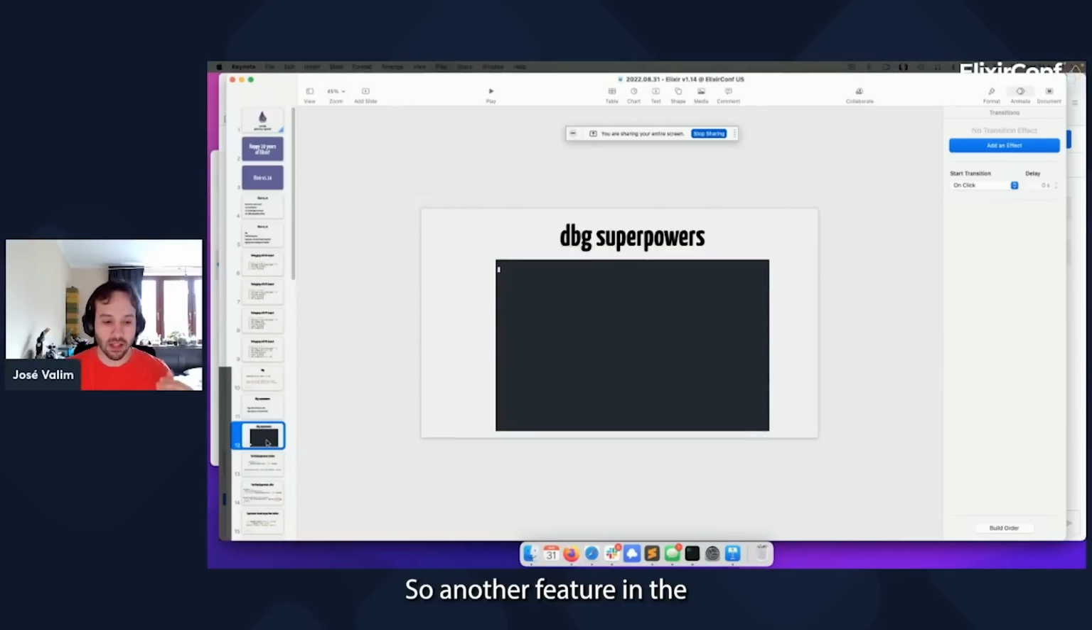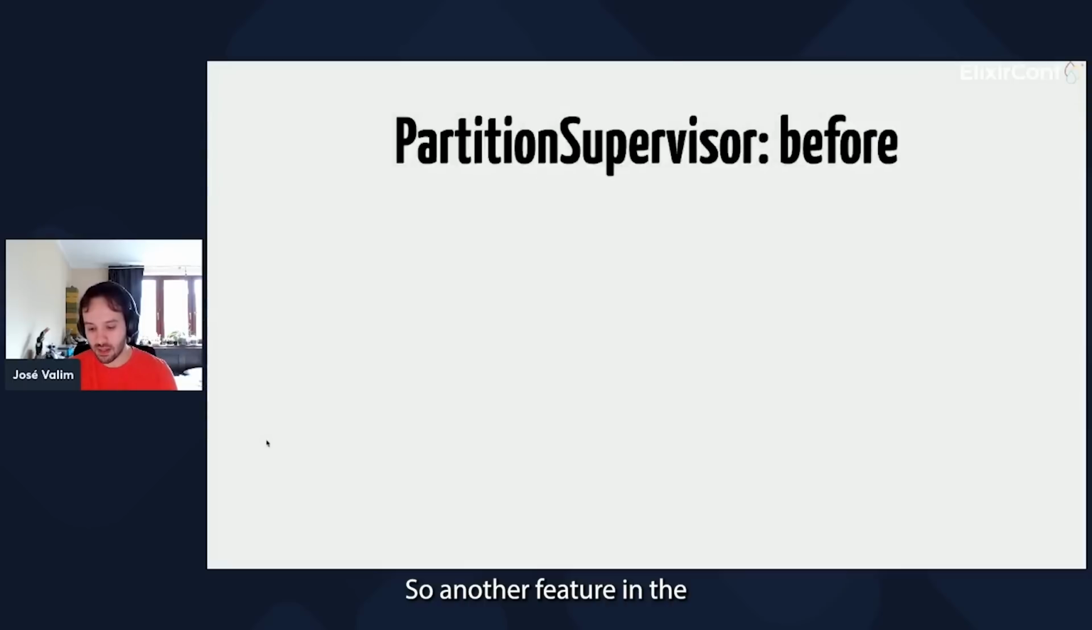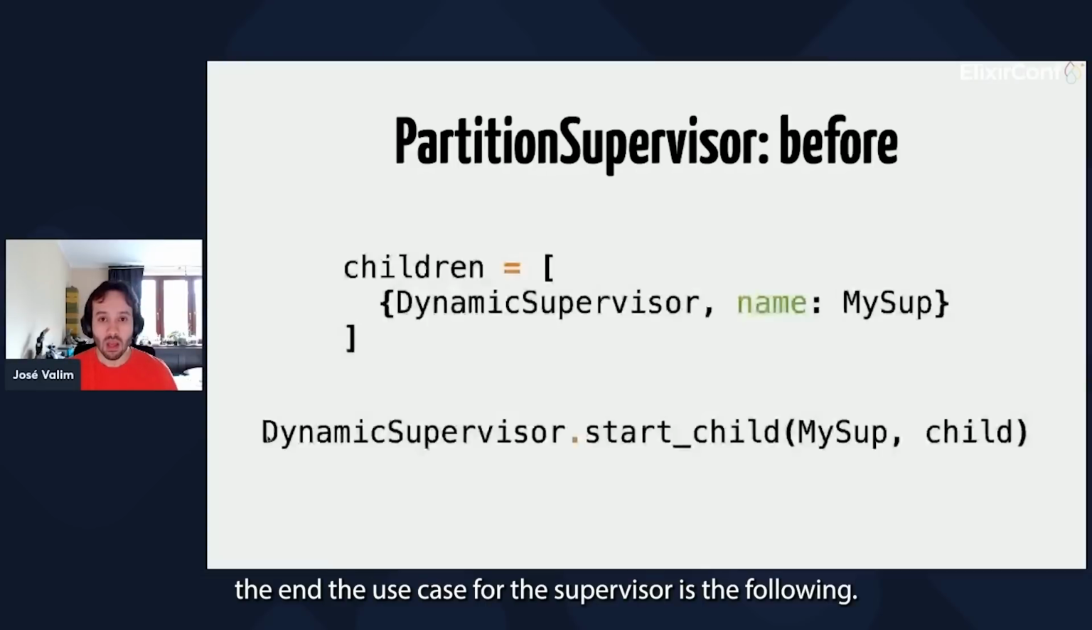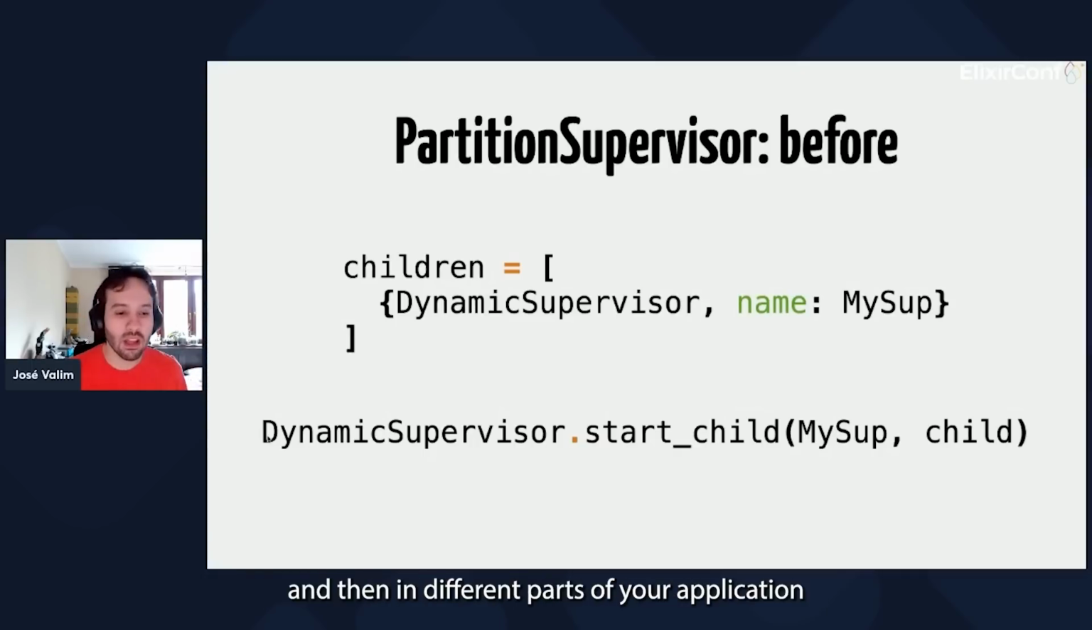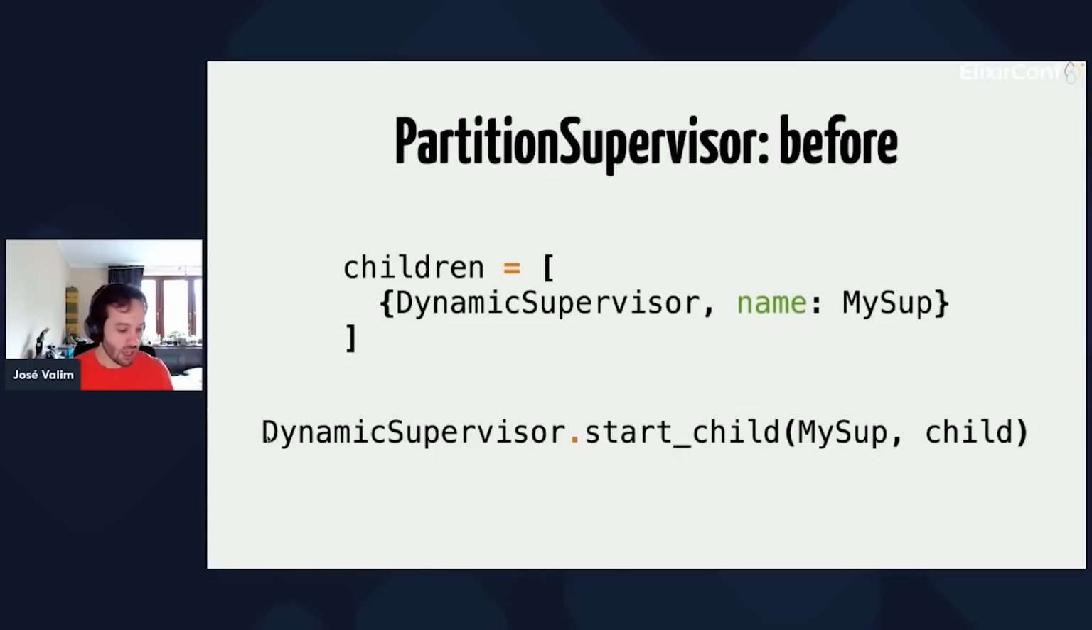So another feature in Elixir 1.14 is the idea of partition supervisor. It's a new type of supervisor, and the use case for it is the following. Imagine that you have this code in your application. You define a dynamic supervisor somewhere, you give it a name, and then in different parts of your application, you say, hey, I want to start a child under this dynamic supervisor.